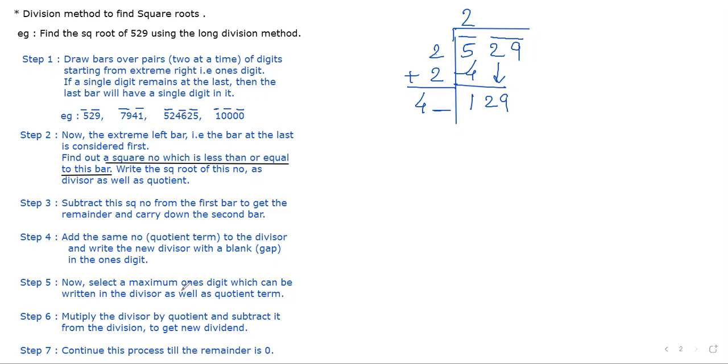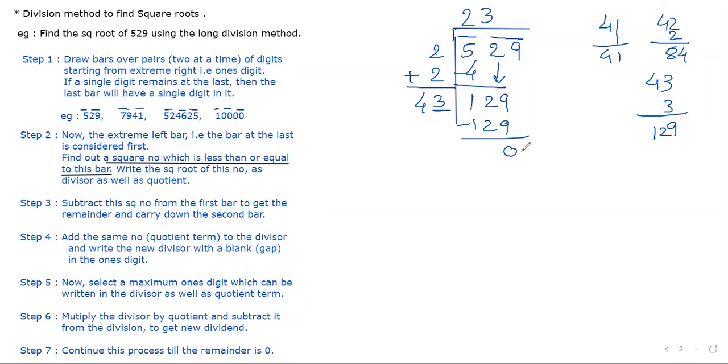Now, select the maximum digit which can be used. I can take 0, then 40 zeros are 0. If I take 1, 41 ones are 41. If I take 2, 42 twos are 84. Still it can be subtracted. Let me check 43 threes are 129. I got my answer. 129 minus 129, remainder is 0. Did you get remainder 0? Yes, sir. Remainder is 0.